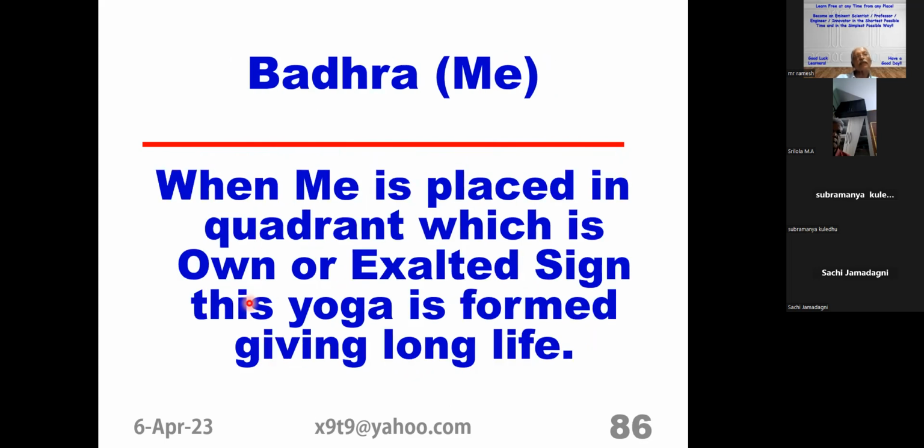Then we'll go for Bhadra Yoga, which is because of Mercury. The rule is the same. When Mercury is placed in a quadrant, that means he must be in 1, 4, 7, 10, which is either his own house or position of exaltation. Then this yoga is formed.